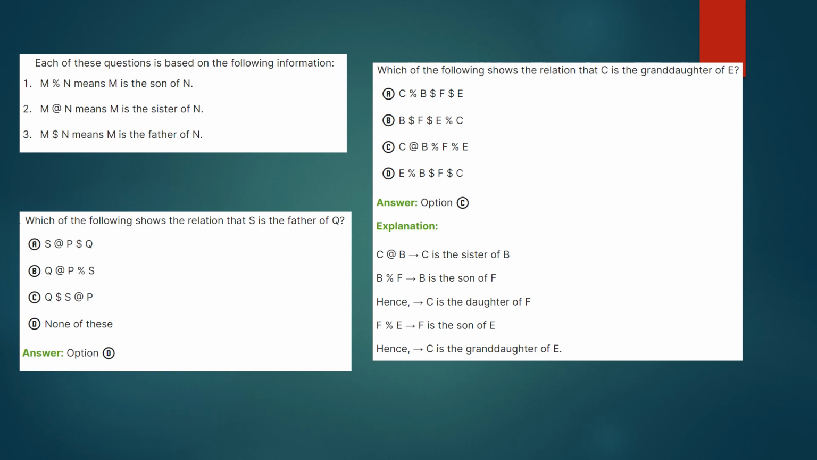Here it is explained that C at the rate B implies C is the sister of B, and B percentage F indicates B is the son of F, and with these 2 you can tell that C is the daughter of F. And next we have F percentage E, it means F is the son of E, and hence we can say that C is the granddaughter of E.